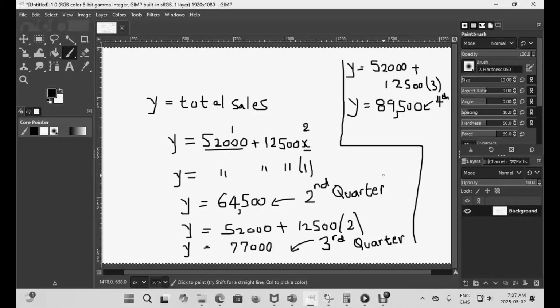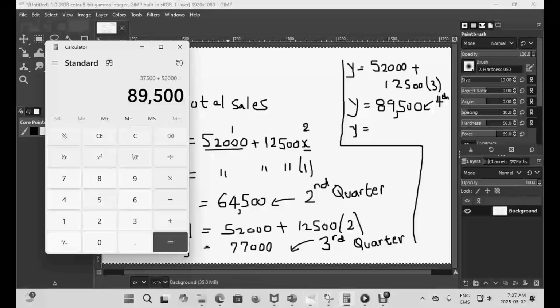Which basically means that your total gross annual sales will be 52,000 for the first quarter, plus 64,500 for the second quarter, plus 77,000 for the third quarter, plus 89,500 for the last quarter, which is 283,000.